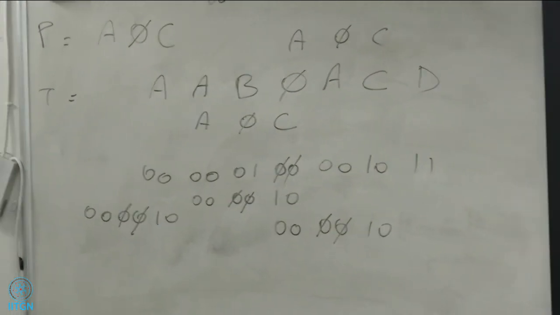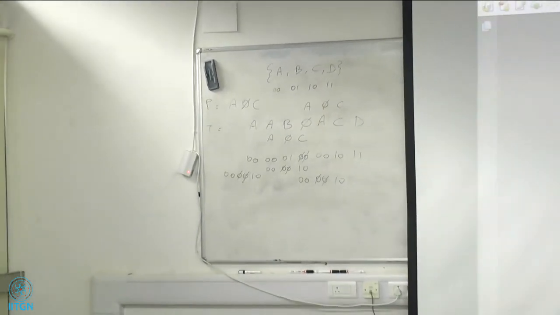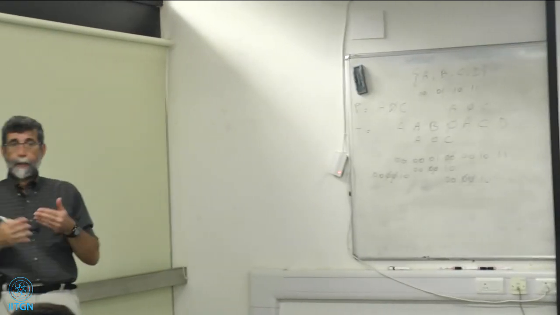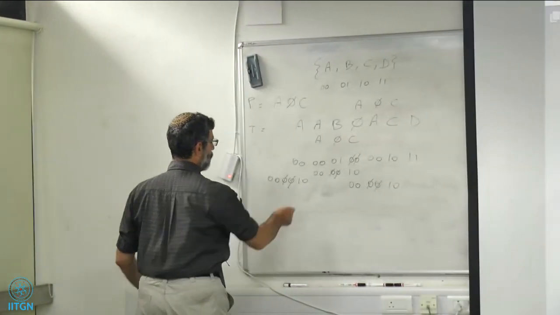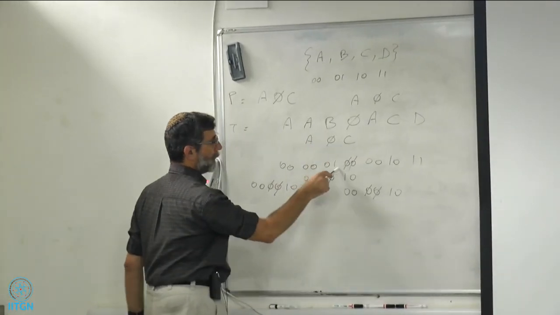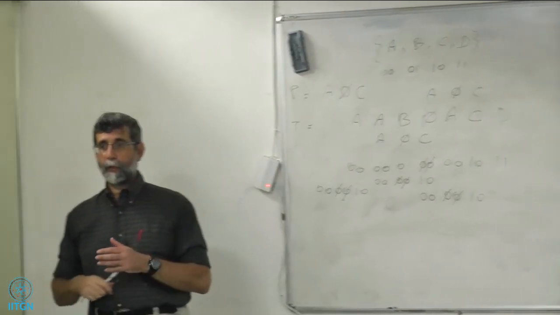Because all the A's that matched, their binary representation is also going to match. All the B's that match the C's, I mean, all the letters that match, their binary representations are going to match. And anything that matched the phi, its binary representation is now bigger, but the phi is also bigger. So it's going to match the phi.